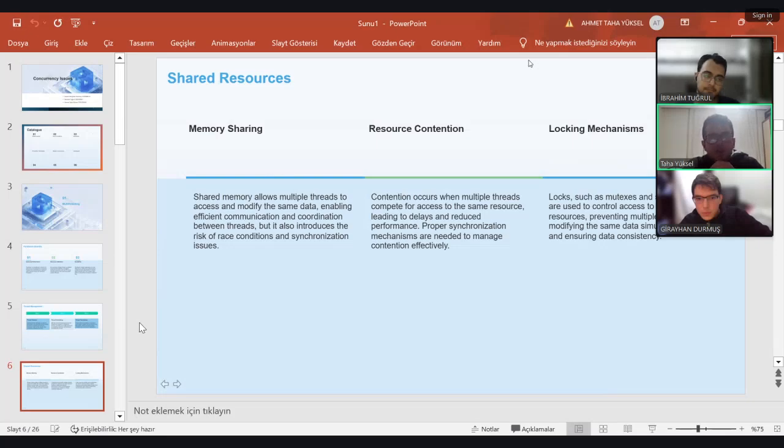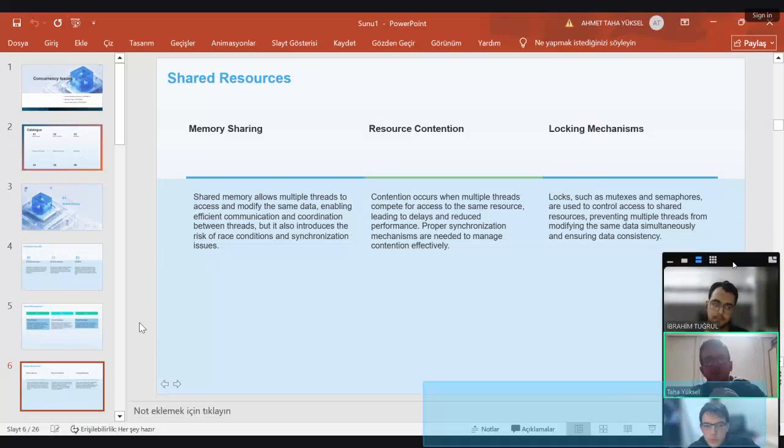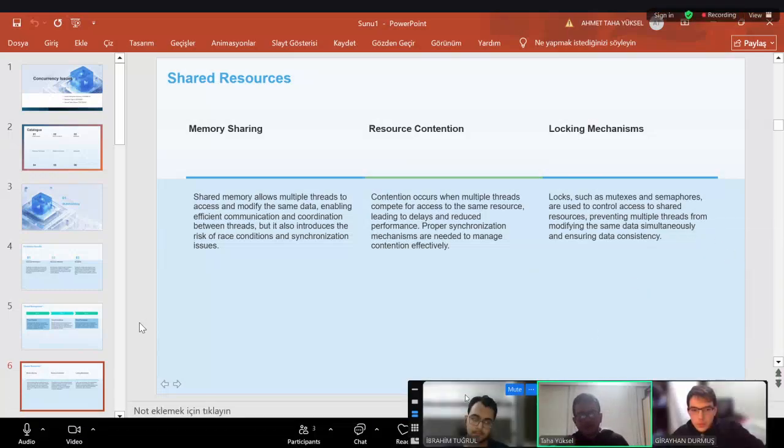Resource contention. Contention occurs when multiple threads compete for access to the same resource, leading to delays and reduced performance. Proper synchronization mechanisms are needed to manage contention effectively. Locking mechanisms. Locks, such as mutexes and semaphores, are used to control access to shared resources, preventing multiple threads from modifying the same data simultaneously and ensuring data consistency.